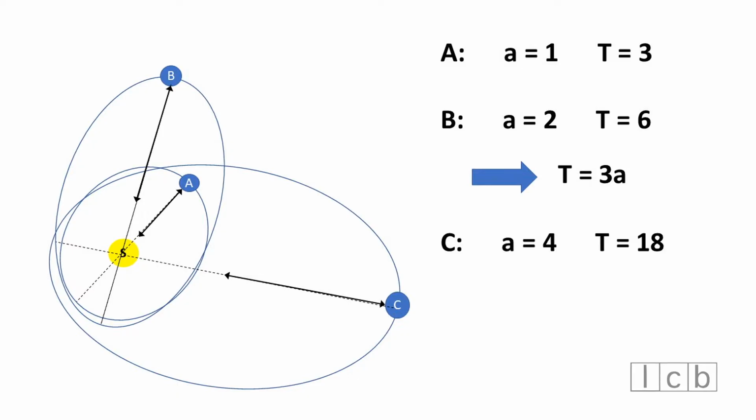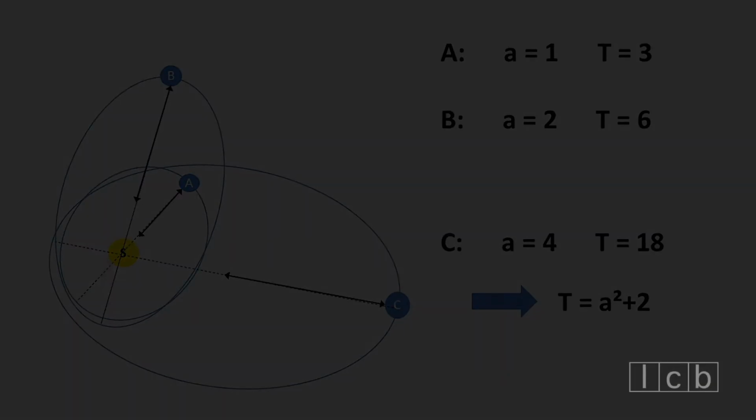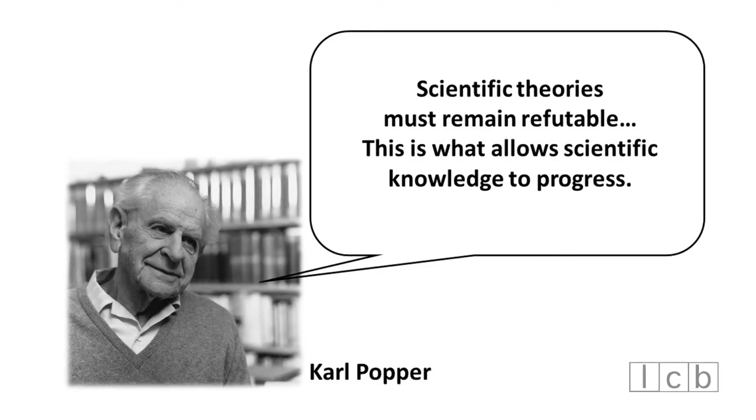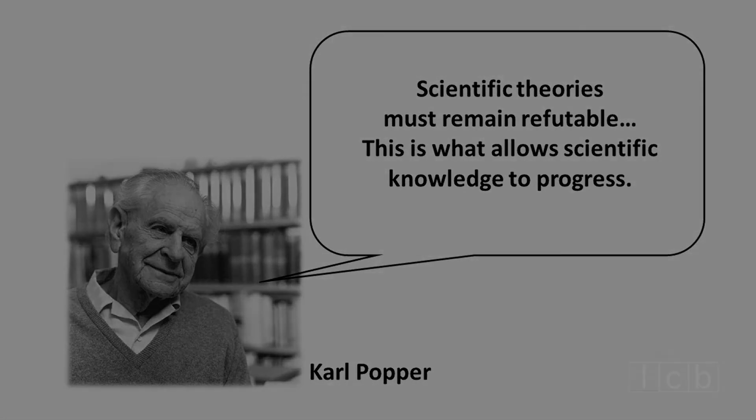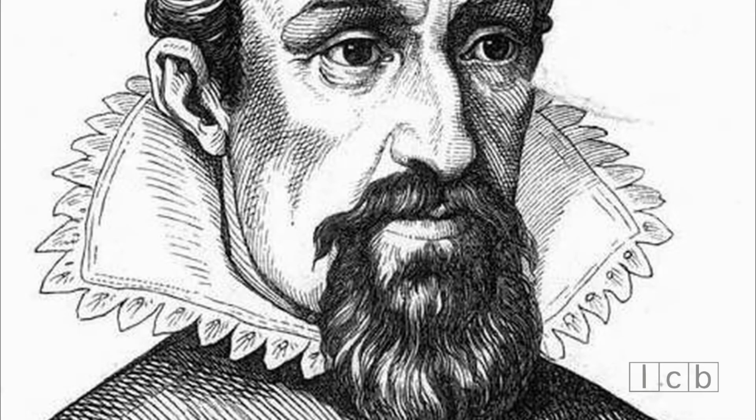But then we discovered a third planet, C, for which we observe that a equals 4 and t equals 18. Our former conjecture, namely that the period is the triple of the major semi-axis, is proven wrong and so we must propose a new one. After some attempts, we realized that a new rule, t equals a squared plus 2, works for all the 3 planets. Obviously, the validity of the conjecture remains at risk. We have to look for another planet and test it, and, if it fails, change it accordingly. This, very briefly, is the kind of work done by Kepler.